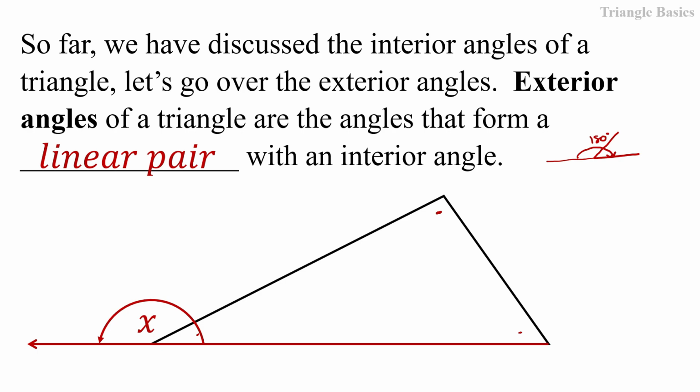Okay, and you can do other ways, but just remember, if you just extend one of the sides that way, it is not the one up here, okay? Because that's not a linear pair, that's a straight angle. But this one right there is a linear pair with the inside. So this is an exterior angle, and that's an exterior angle, and so on and so on.